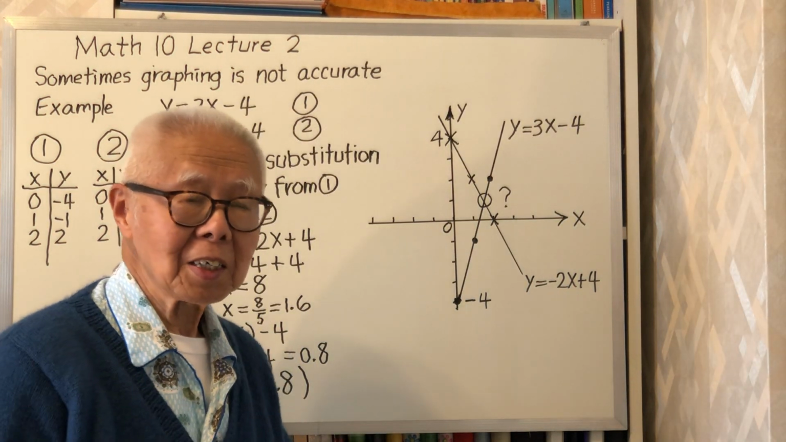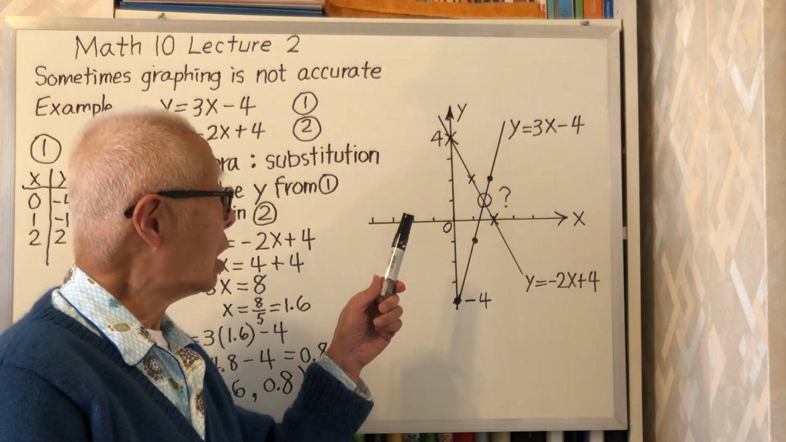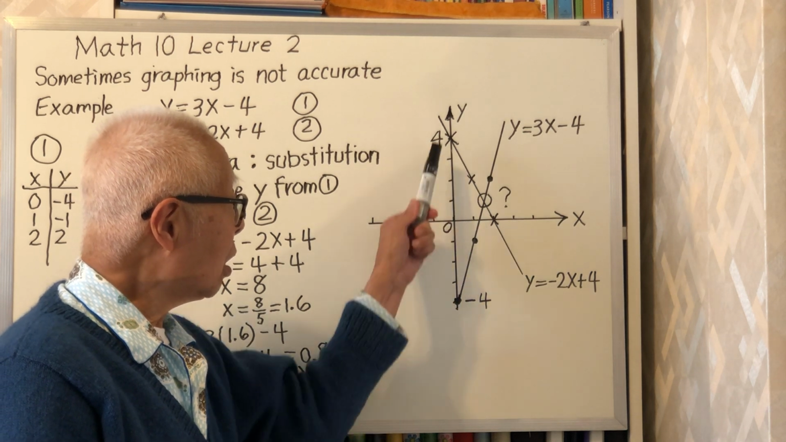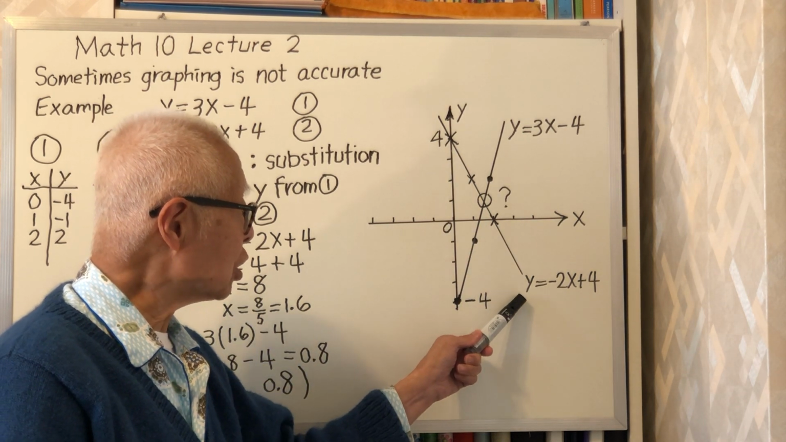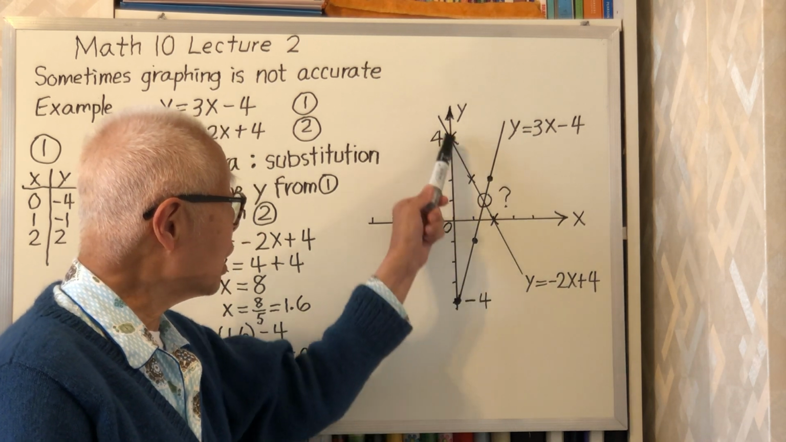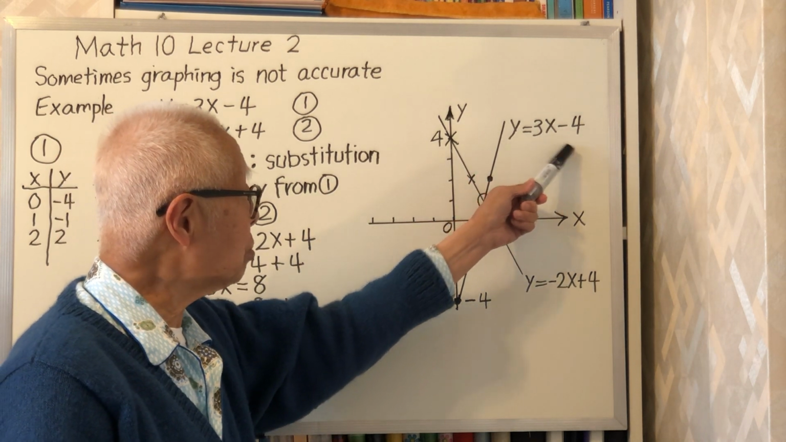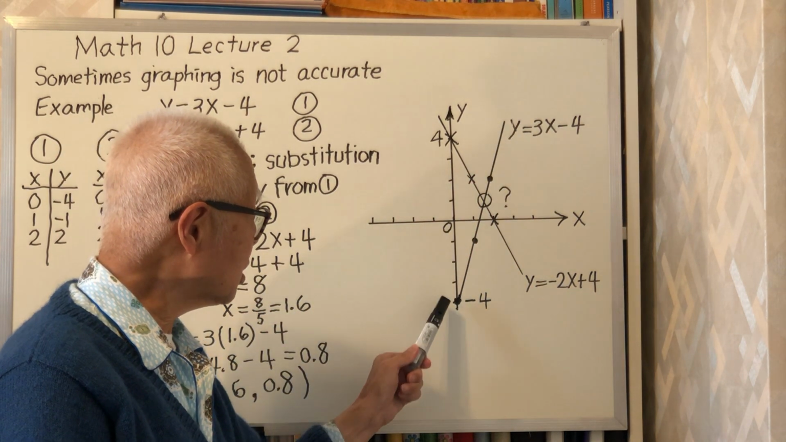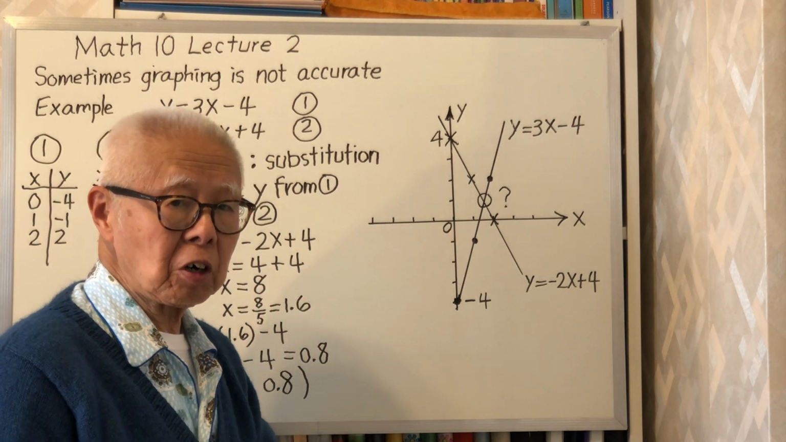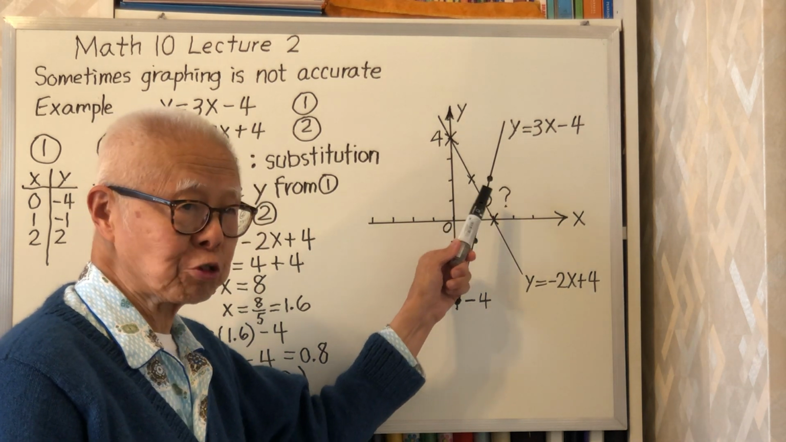Sorry, I didn't have the lighting before, but I think it's better now. This is the graph of the two equations. For this equation, the graph is this from the table of values. And for this equation, the graph is this from the table of values. The solution is the point of intersection.